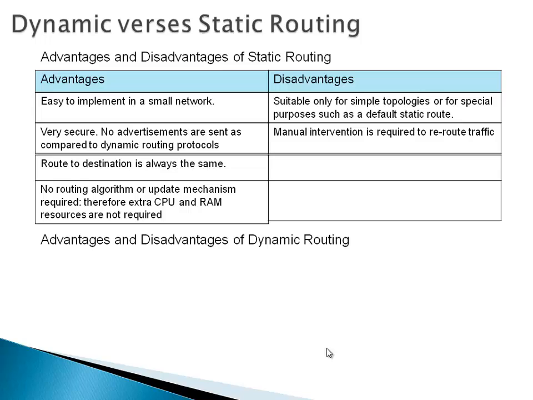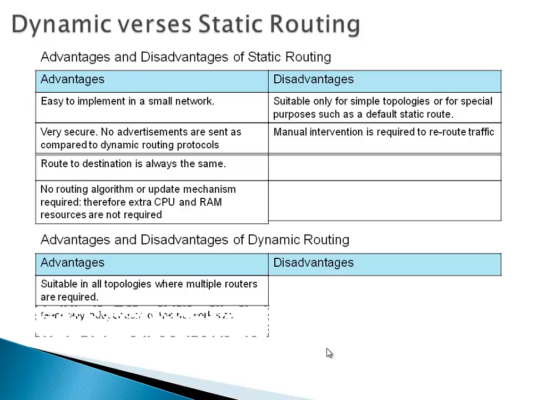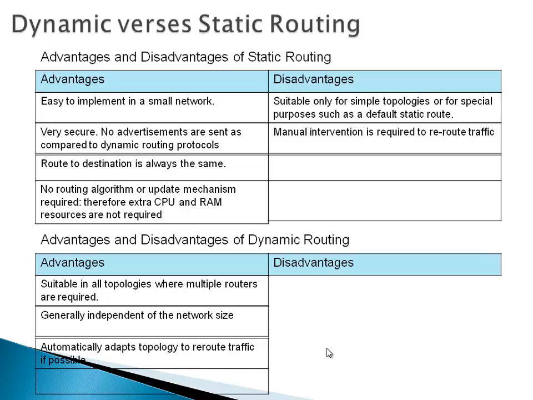Advantages and disadvantages of dynamic routing. First, advantages: it is suitable in all topologies where multiple routers are required. So on big networks, it's suited. It is generally independent of the network size, and automatically adapts to the topology to reroute traffic if possible. So if you find another alternative path which has a better cost or better metric, then it will reroute to that path. Disadvantages: it can be more complex to implement.